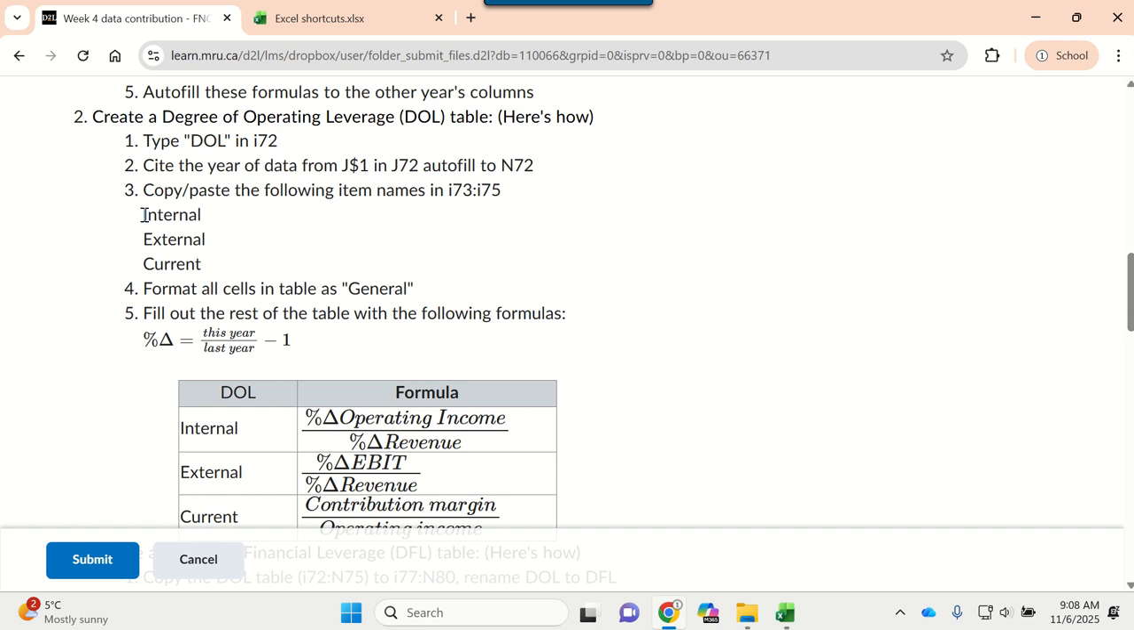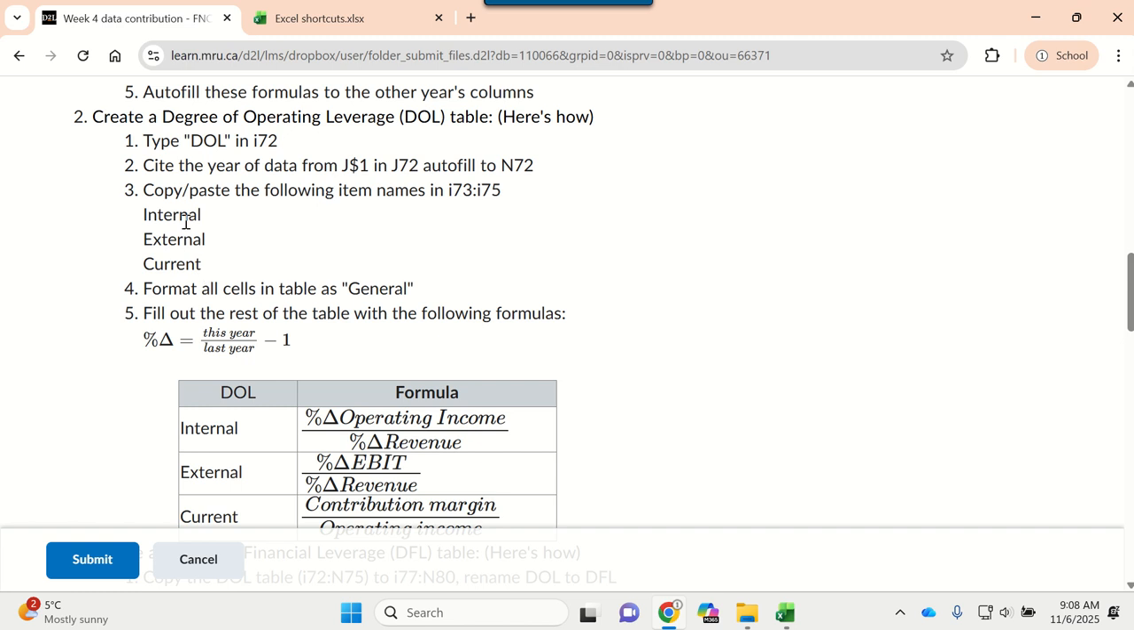I-73 to I-75. In fact, I'm going to copy them now, Control-C. And the reason is there's different ways of calculating the degree of operating leverage. The internal way is done internally for projections of budget decisions, whereas external is other people trying to buy the company, and it's what they have access to with public records. They might not have access to the operating income.